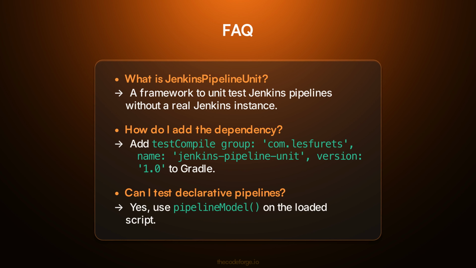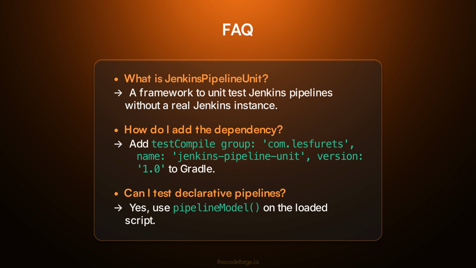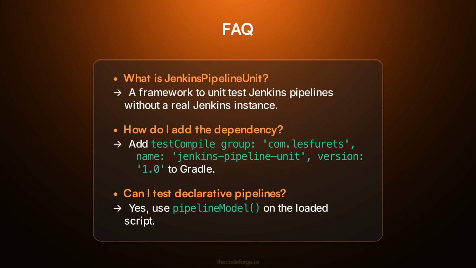And a few frequently asked questions. What is Jenkins Pipeline Unit? A framework to unit test Jenkins pipelines without a real Jenkins instance. How do I add the dependency? Add testCompile group, name jenkins-pipeline-unit, version 1.0 to Gradle. Can I test declarative pipelines? Yes, use PipelineModel on the loaded script.